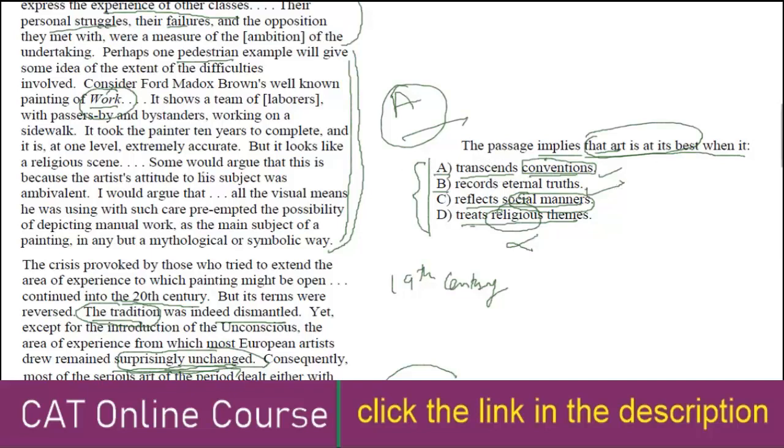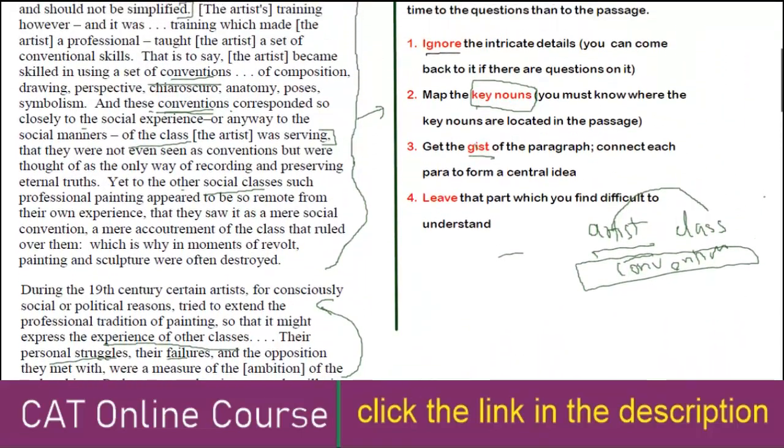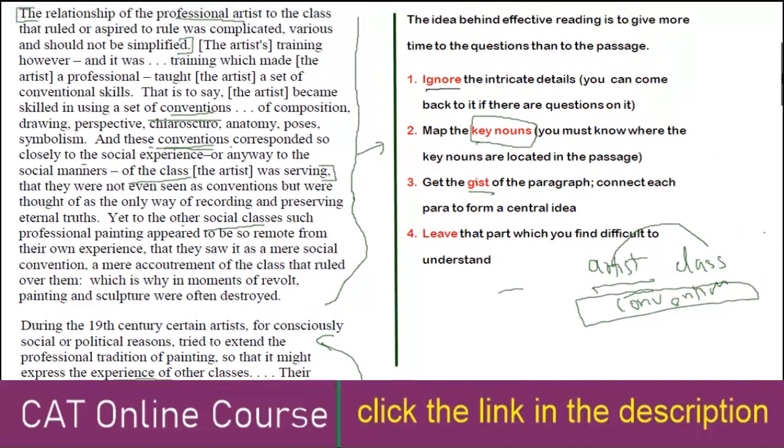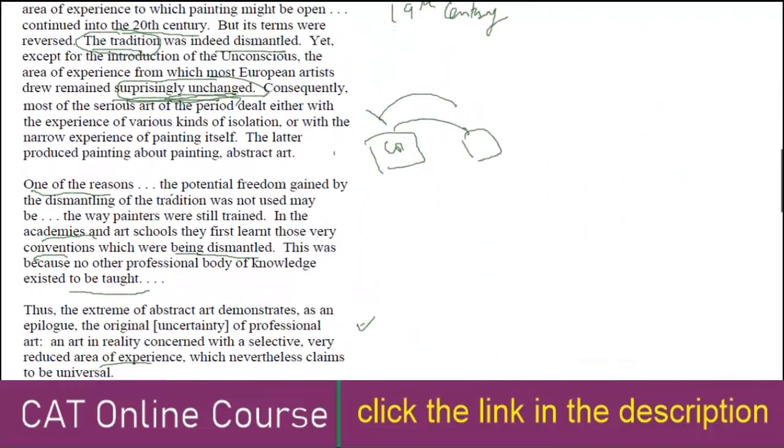And this is the way you have to read the passage, because this passage is not the one that you would love to read, but still you have to go ahead. You have to get used to the language. You have to get used to the method and the style that the author is using to express his ideas. And secondly, towards the end, what I had done, I had connected things very quickly. I said that the tradition was indeed dismantled, yet things remained unchanged.